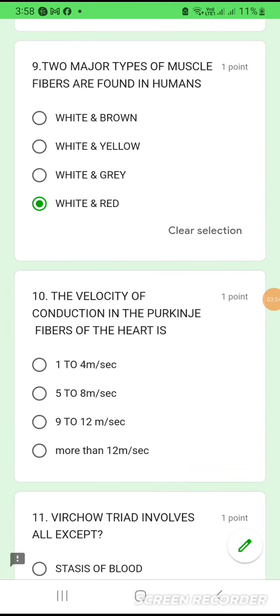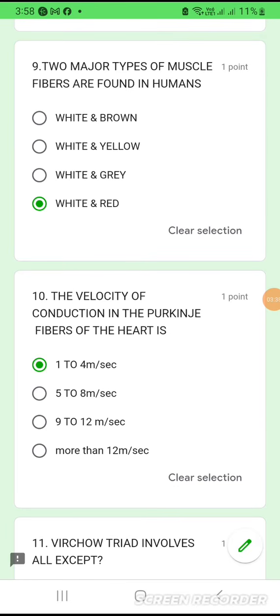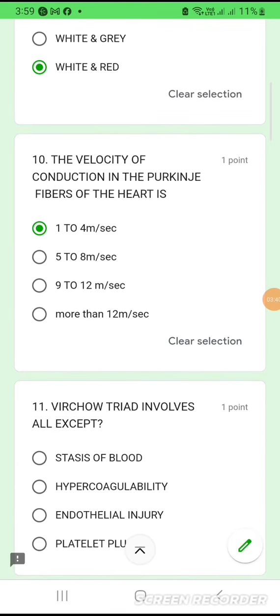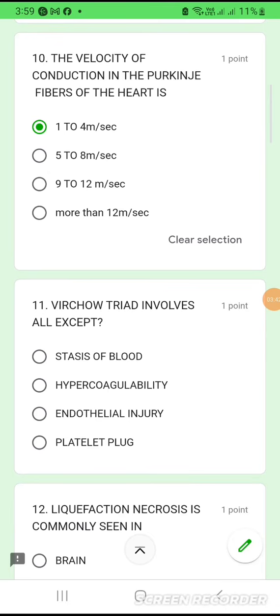Coming on to the 10th question, the velocity of conduction in the Purkinje fibers of the heart is how many meters per second? 1 to 4, 5 to 8, 9 to 12 or more than 12. So the velocity is 1 to 4 m per second. Okay, the next one. Virchow triad involves all except, the question is except.